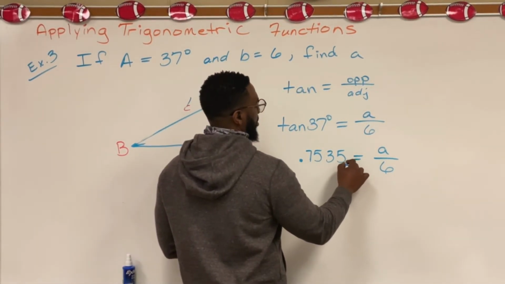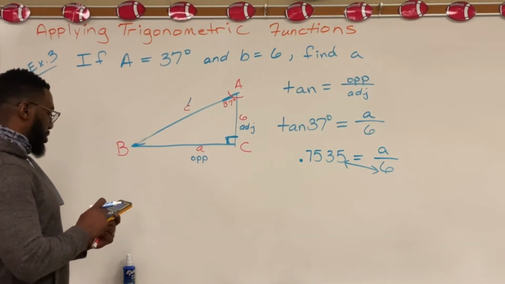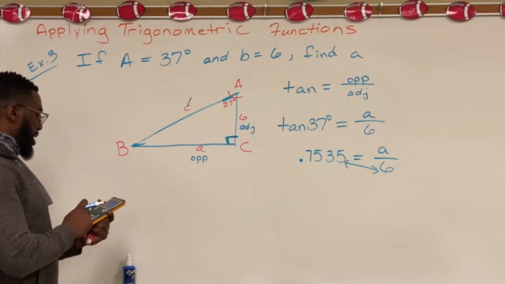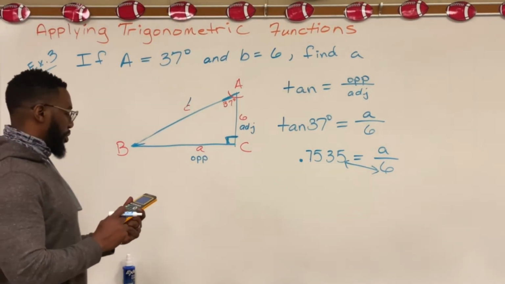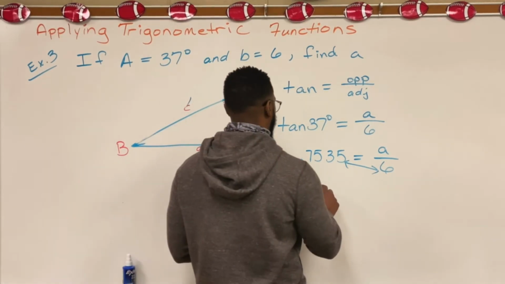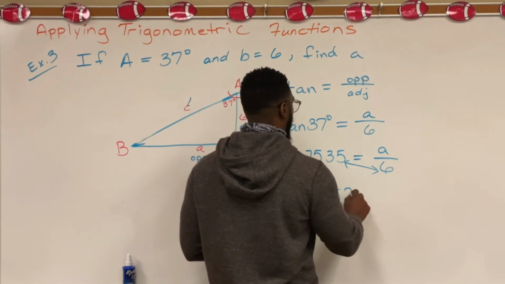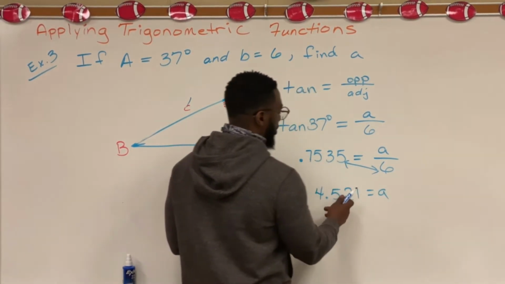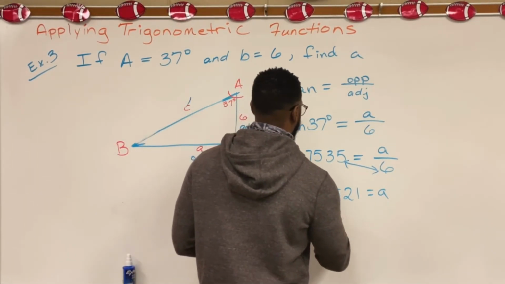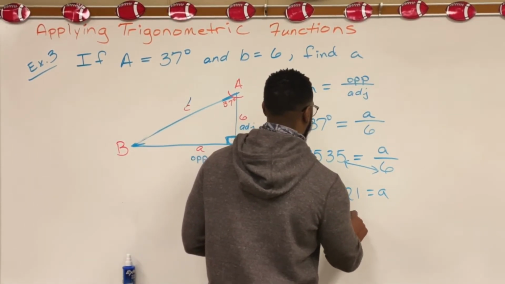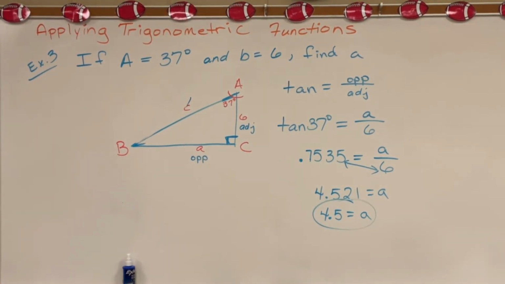All right, we're multiplying. 0.7535 times 6 equals 4.521. Rounded to the nearest tenth, 4.5. Side A equals 4.5.